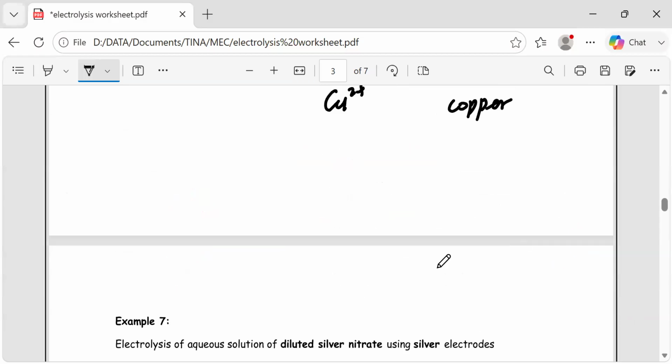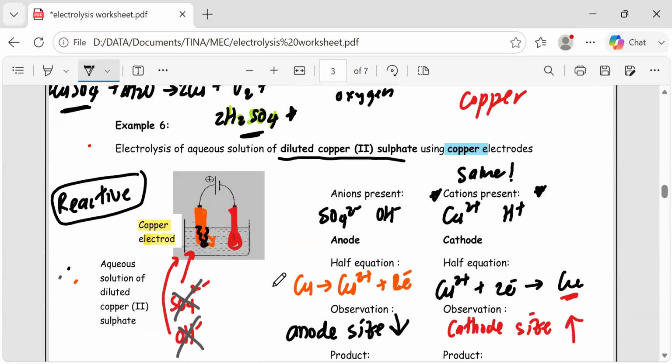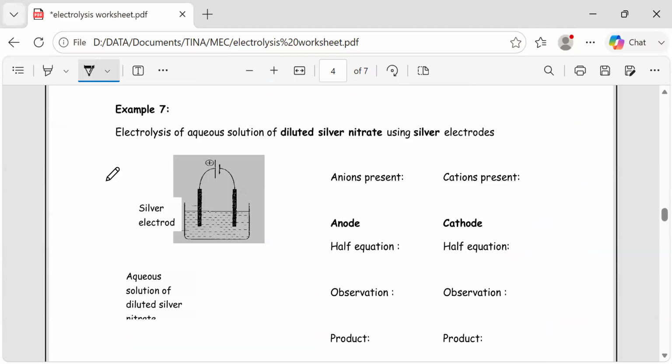All right. Now, where do we use this for? Okay, so this is the same concept that happens when I'm using silver. Okay, can you try and do this? Can you try and do this?